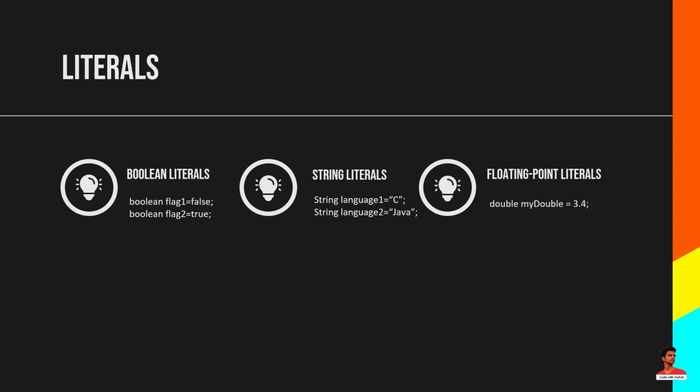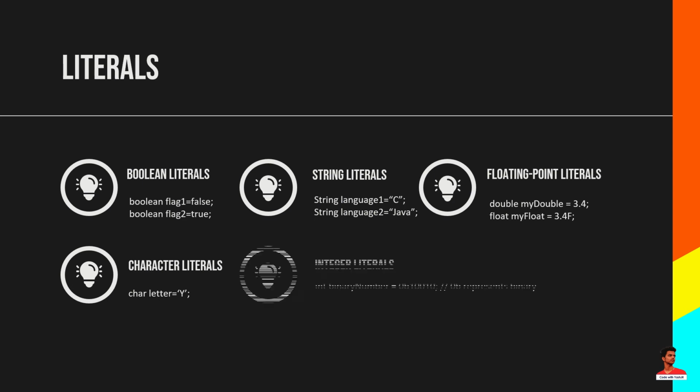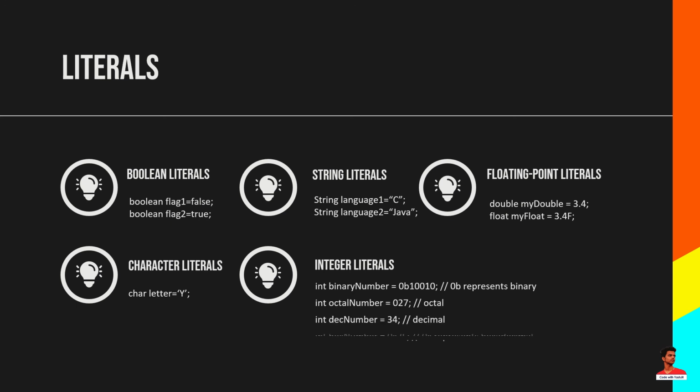A floating point literal is a numeric literal that has either a fractional form or an exponential form. Character literals are Unicode characters enclosed inside single quotes. An integer literal is a numeric value without any fractional or exponential part. There are 4 types of integer literals in Java: binary, decimal, octal, and hexadecimal.